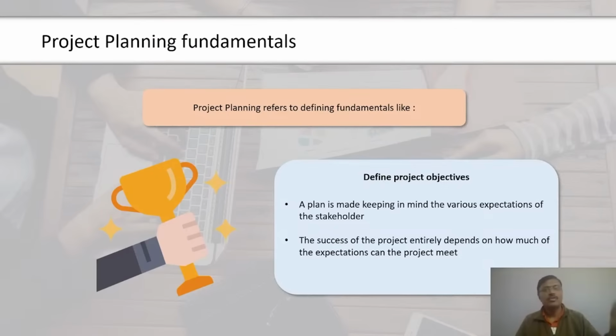Clearly, the output of this process is the activity resource requirements. Along with this, the resource breakdown structure is also prepared. The resource breakdown structure is the categorization of all the required resources in various categories. That is, human resources, equipment, raw materials, etc.